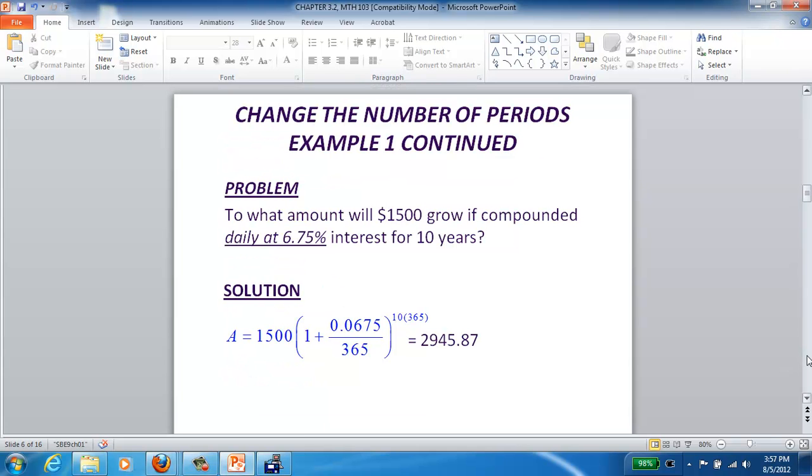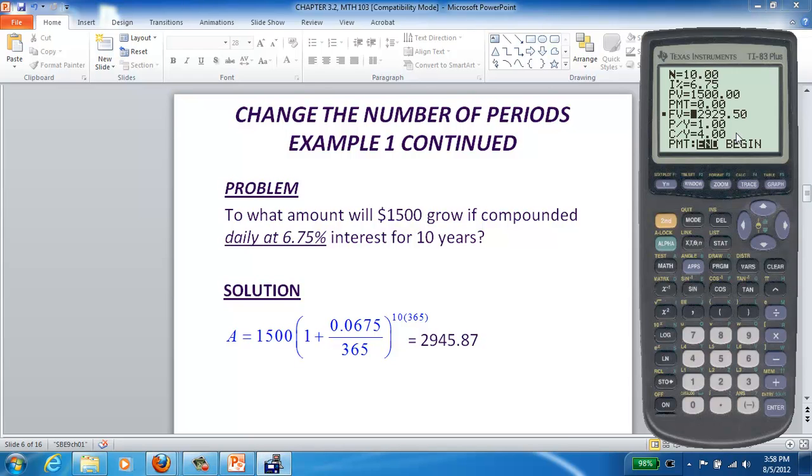Let's go to see the second example. Exactly the same principle, exactly the same amount of years. However, instead of quarterly, it is daily. I give you the formula. Let's go to see what is the main difference by using the calculator. Let's go to C/Y, it's daily, so it will be 365. Everything else stays the same. So we go to the future value, alpha, enter, and this is the answer, $2,945.87.